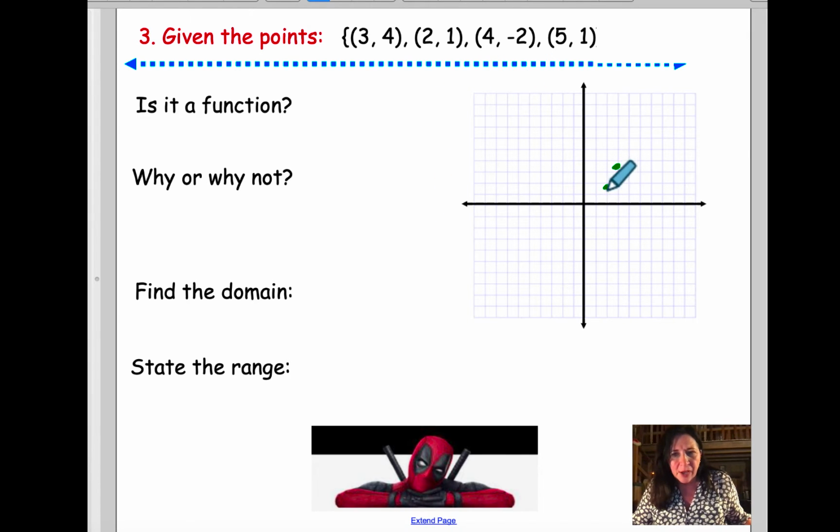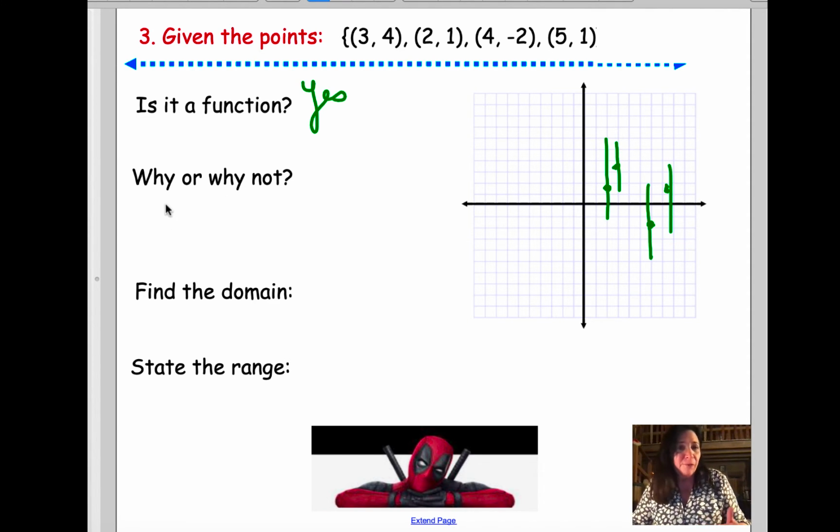So we're over here, up 1. We go over 4, -2, and then we go over 5, and we're up 1. So this is definitely a function. This is a yes, because again, I can draw a straight line, and I'm only intersecting each of these x values one time. As soon as I'm intersecting twice, that would be no. It would not be a function, but this is a function.